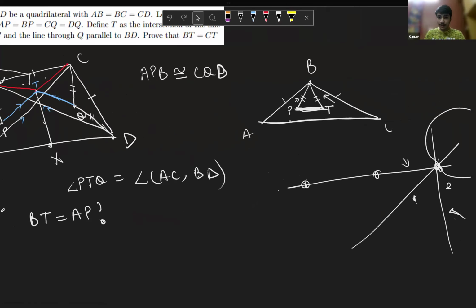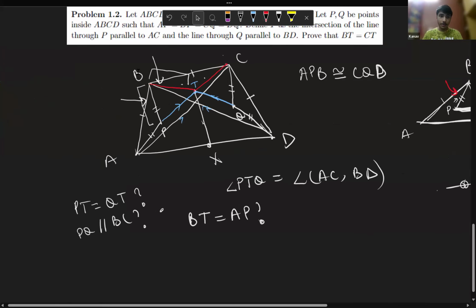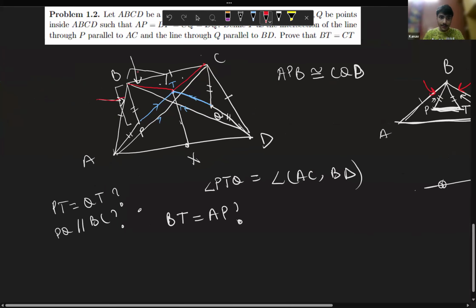Like in a triangle, in an isosceles triangle, we have BAC is an isosceles triangle, BPT is another isosceles triangle, and we want PT parallel to AC. In that case, we want these two angles to be equal. For both of these angles to be equal, let's go back to our problem. We wanted both of these angles to be equal, and these angles are equal because AB is BC, and the triangle ABP would turn out to be congruent.